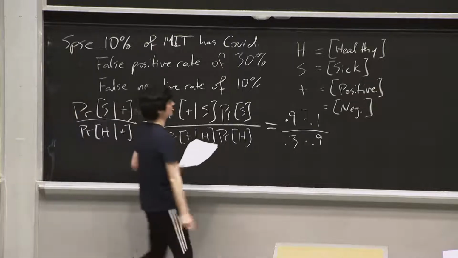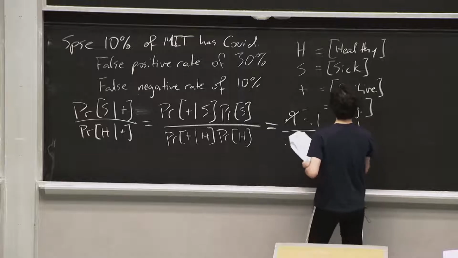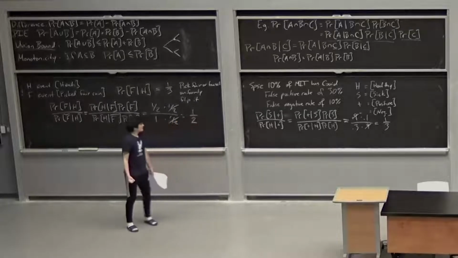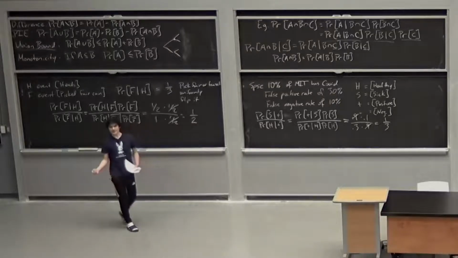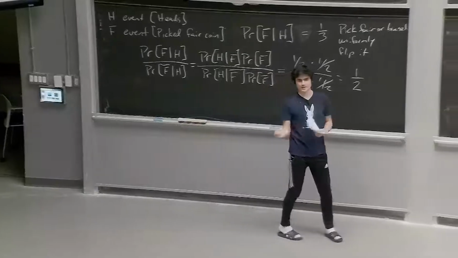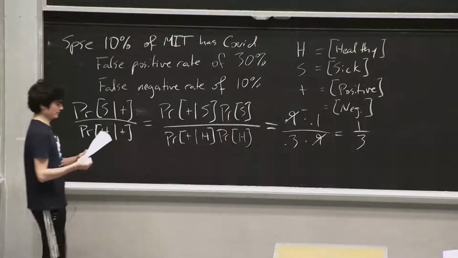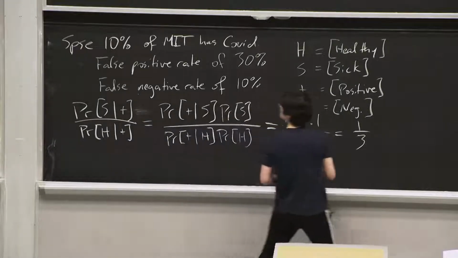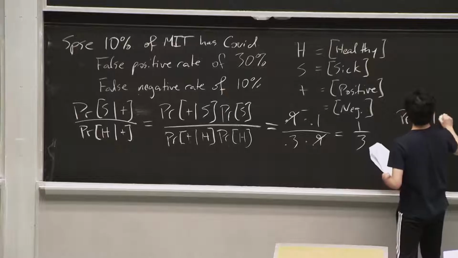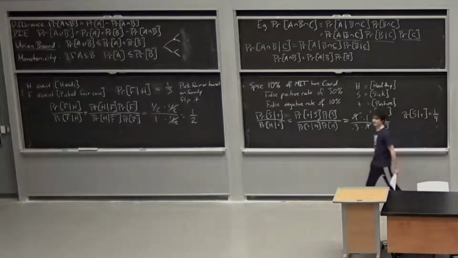Okay? So these 0.9s cancel. This is going to be 1/3. Okay? So I am 1/3 as likely to be sick as healthy. So the probability that I'm sick, conditioned on getting the positive result, is actually only 1 in 4. Okay? So probability S given plus equals 1/4.